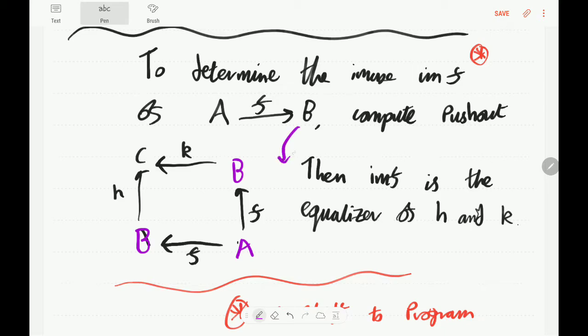Hang on, it looks more like this. Yeah, this is making more sense. So we've got the H and K like this. Then if we take their equalizer, E, then that will be the image of F. And also, since HF equals KF, we have that F is in this equalizer, and then the intermediary arrow is actually going to be the epic in this mono-epic factorization.